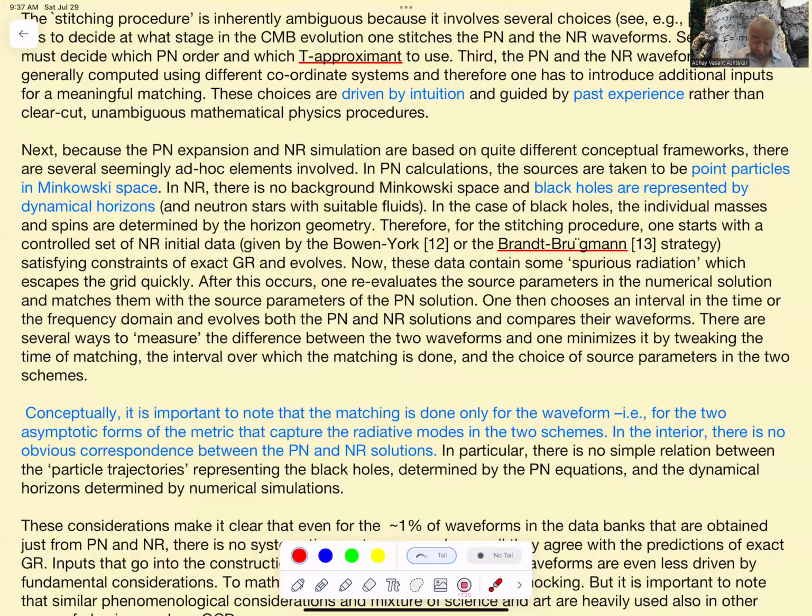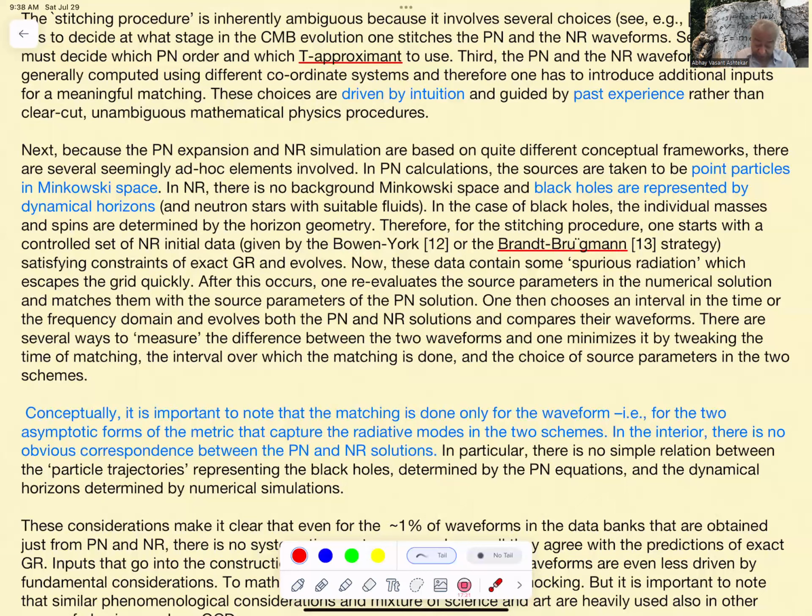So after this junk radiation has left, one reevaluates the source parameters in the numerical solution, because we started with some data, but after the junk radiation has gone out, we can look at the horizon geometry and reevaluate the source parameters. And then one identifies these source parameters with the post-Newtonian solution. One then chooses an interval in time or in the frequency domain. So again, a choice: either you match in the time domain or in the frequency domain, and evolve both the post-Newtonian and the numerical solutions and compare their waveforms.